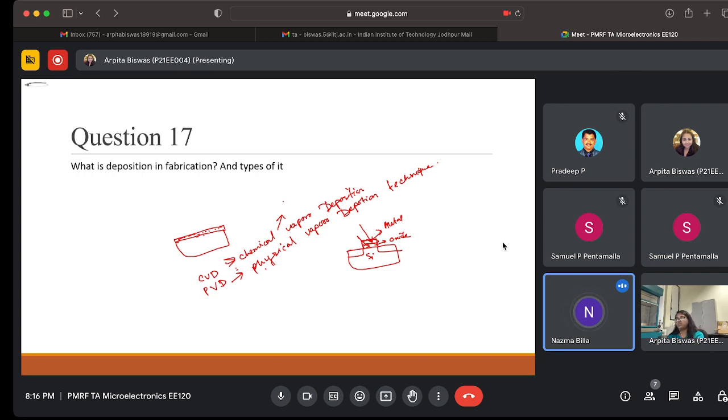Have you heard about atmospheric pressure chemical vapor deposition? I already discussed it. And low pressure chemical vapor deposition, and plasma enhanced chemical vapor deposition. And any material we deposit by this chemical vapor deposition, can anyone tell? Tell me, any material you can deposit by the CVD technique.